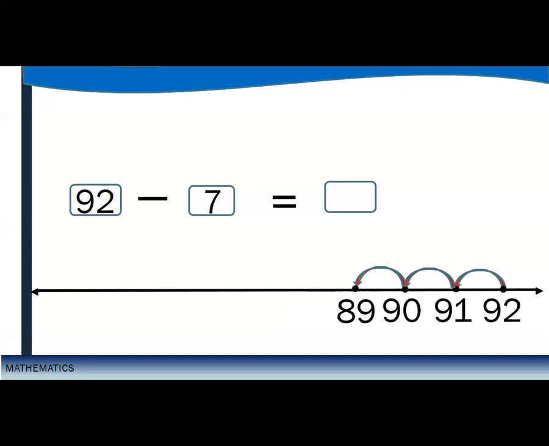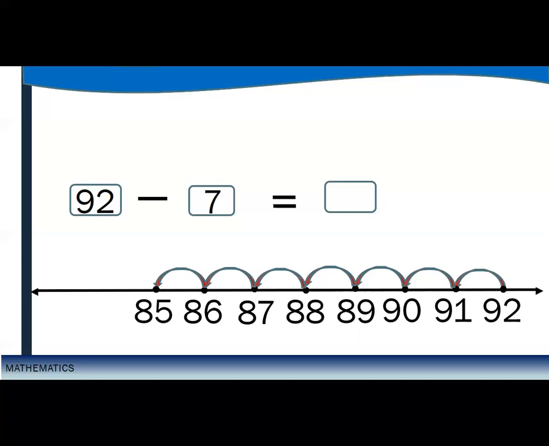Okay, so far we have counted back 3 ones. So counting back 1 from 89 gives us 88. Let's count back again. 1 more from 88 gives us, yes, 87. And counting back 1 from 87 gives us 86. Have we counted back 7 ones as yet, boys and girls? No. How many more do we have to go? Yes, we have 1 more to go. So count back 1 from 86. And what do we get? 85. So there we have it, boys and girls.